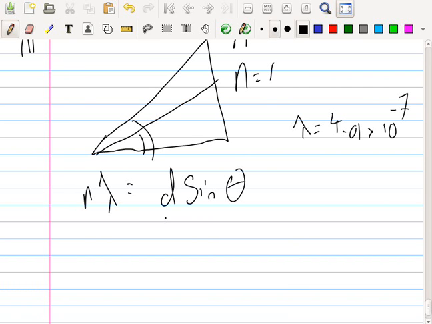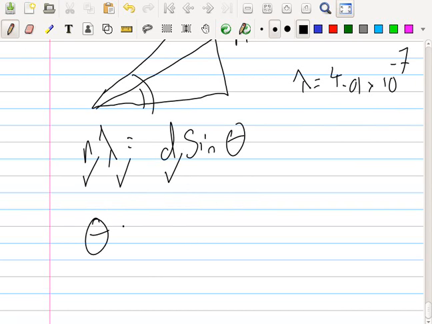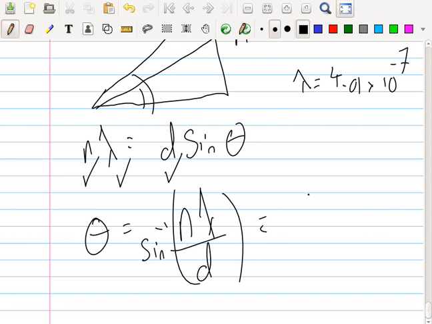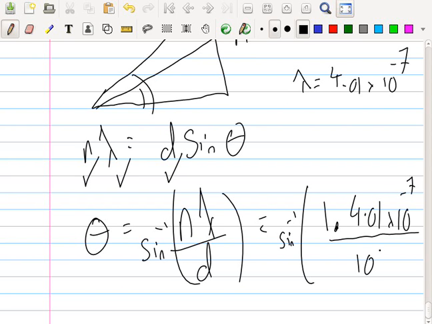Now, do we know the D? Yes. Do we know the N? Yes. Do we know the lambda? Yes. So we can get the theta. So you can say theta equals, if you want to rewrite it, sine inverse of N lambda over D. Now, when you do the first one, N is 1. And then, what's the D? We said it's 10 to the minus 6, so what do you got here?